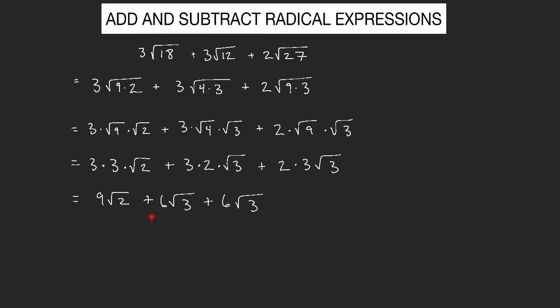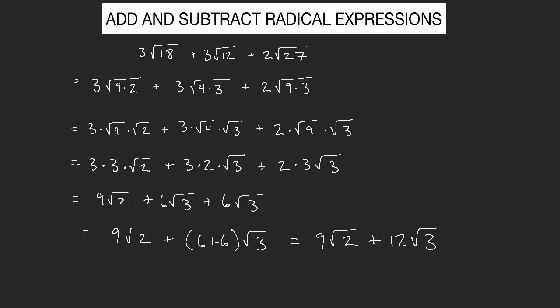Once again, we can only combine these two terms. This term we're going to leave alone because the 2 is different from the 3s. So this equals 9 times root 2 plus 6 plus 6 times root 3. It equals 9 times root 2 plus 12 root 3. There's our answer.